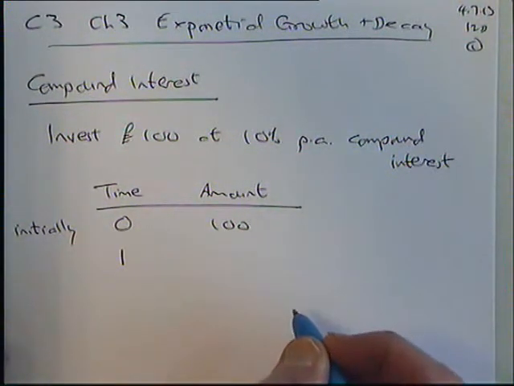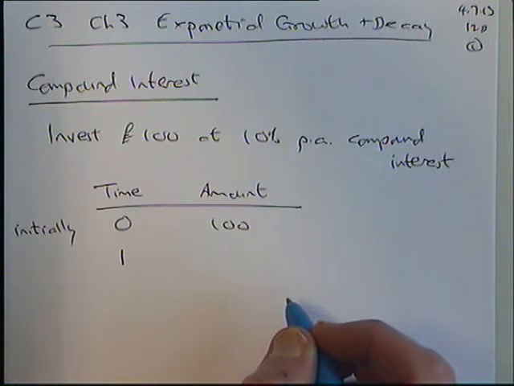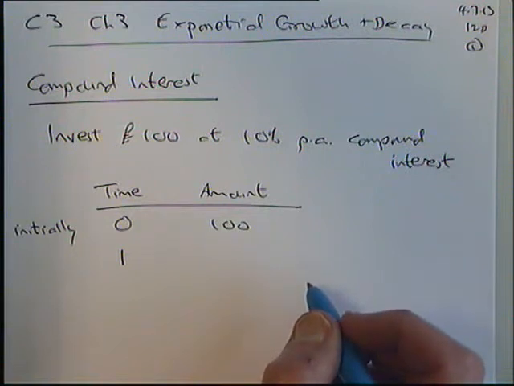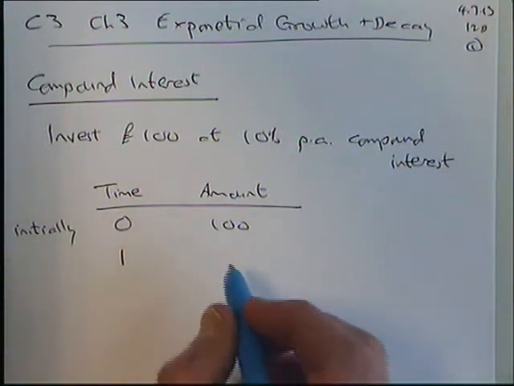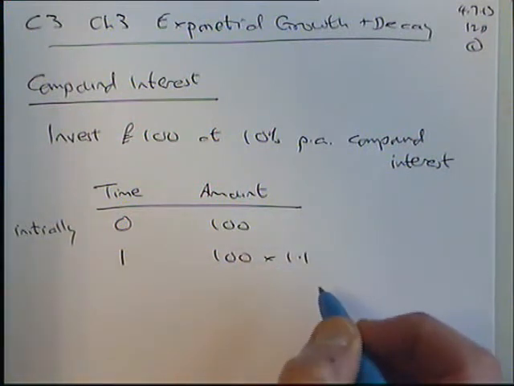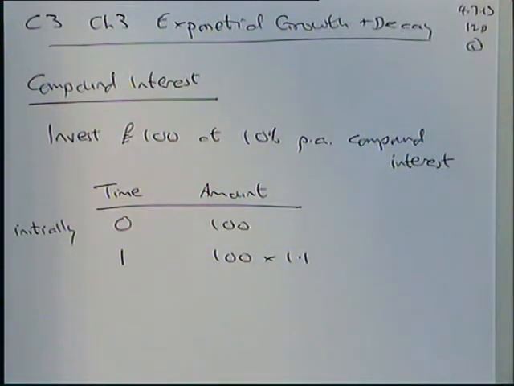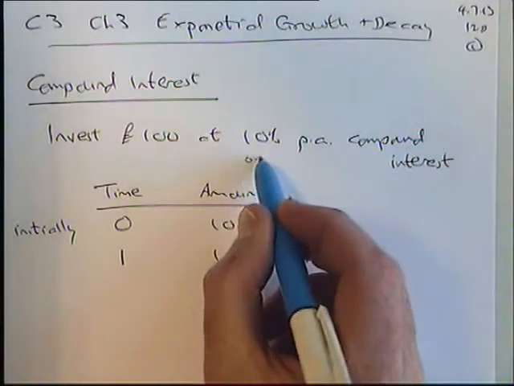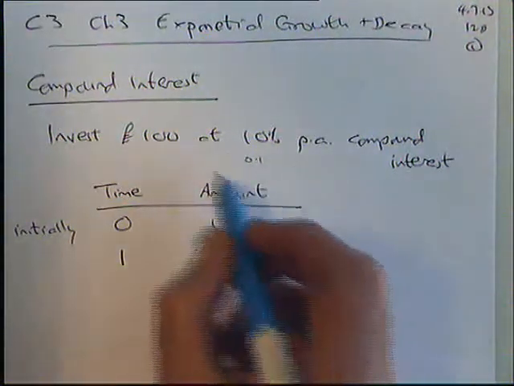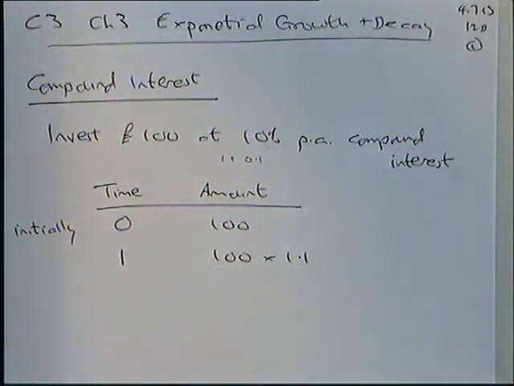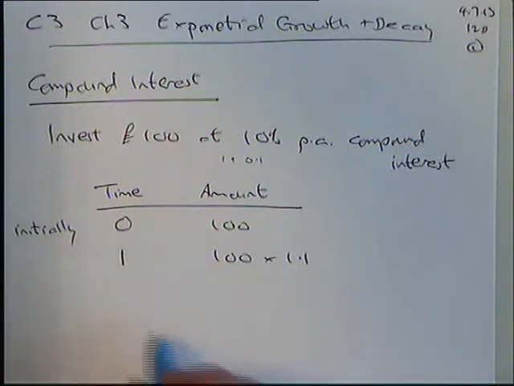1 year into things, how much money do I have? And I don't actually want an answer, I want a sum that will tell me how much money I will have. Tabby? 100 times 1.1? Yes, okay, that's right. If it's 10% each year, 10% as a decimal is 0.1, so you always add 1 on to that, so that's where that 1.1 comes from. So 100 times 1.1.